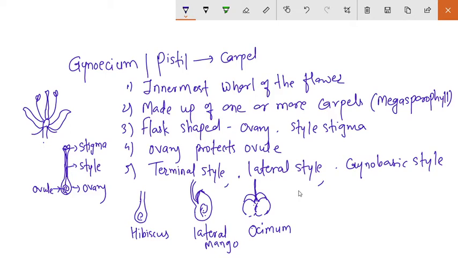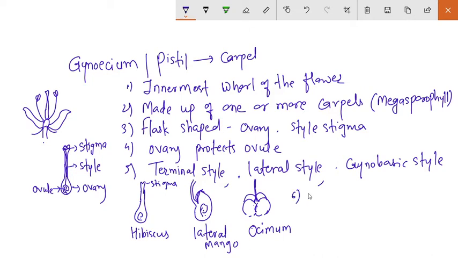The apex of the style is known as the stigma. The stigma may be elongated, flattened or lobe shaped.